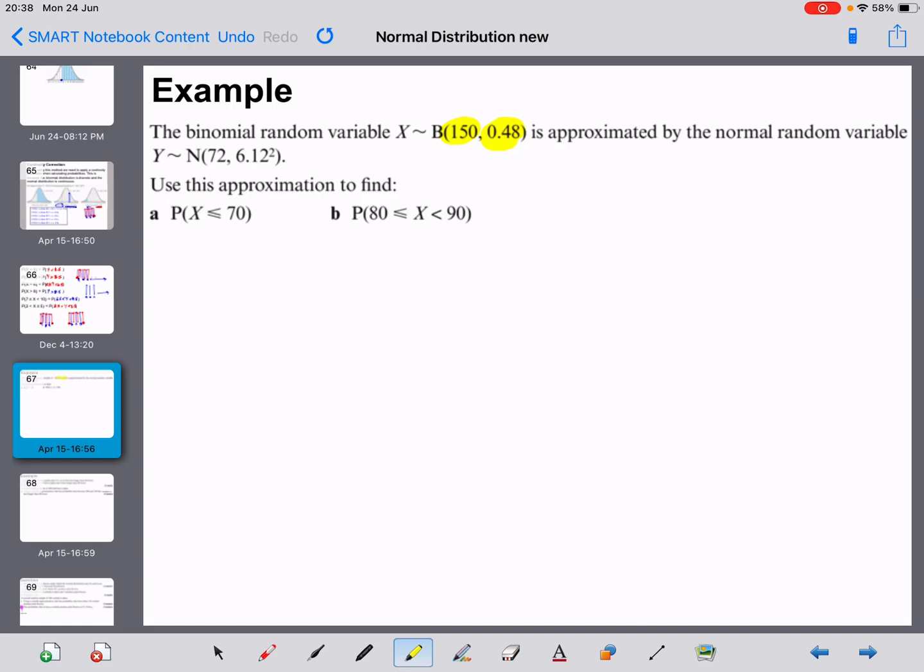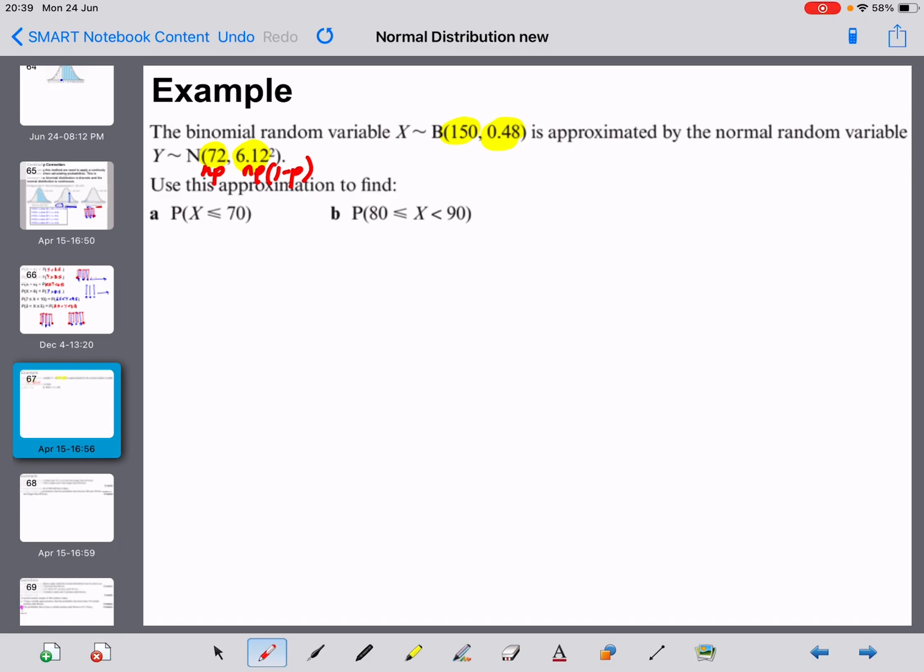And it says it's approximated by the normal random variable, where the mean is 72 and the standard deviation is 6.12. Okay, so that is n times p, and that is n times p times 1 minus p. So it's already been converted for us. If that hadn't been done, then we would have to do that ourselves. Usually in an exam, you would have to do that yourself, so you'd have to remember to do that. Use this approximation to find the probability that x is less than or equal to 70.